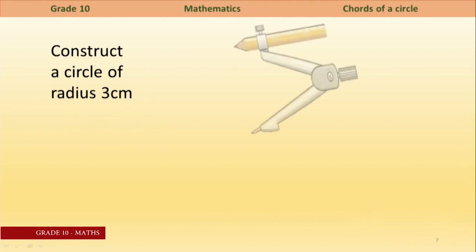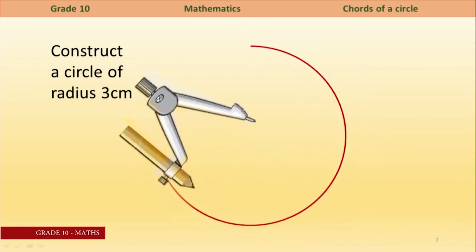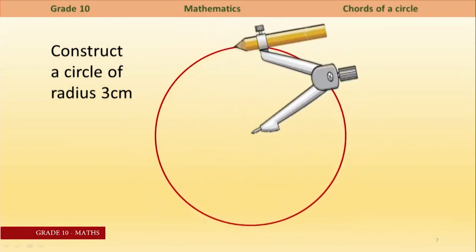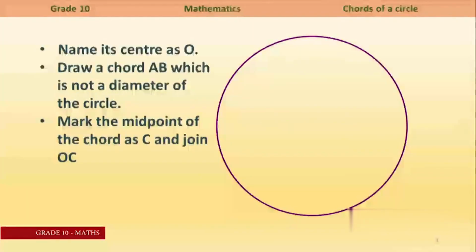Let's draw the circle. I am going to draw the circle. Now you should draw the circle. Here I have drawn my circle, radius 3 centimeter. Then we are going to mark these things. We have to name the center as O. And we have to draw a chord AB, which is not a diameter of the circle. Okay, so I have drawn a chord.